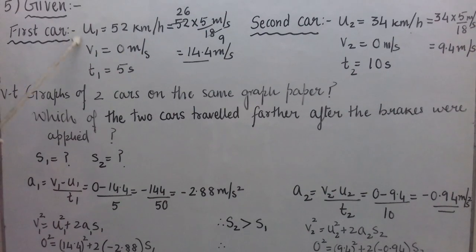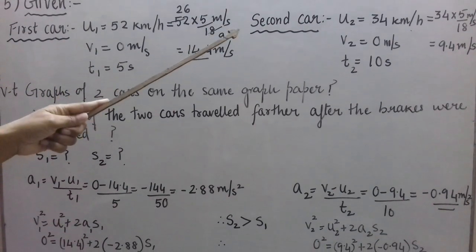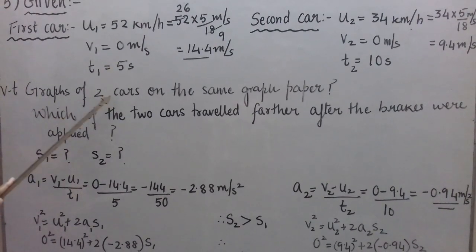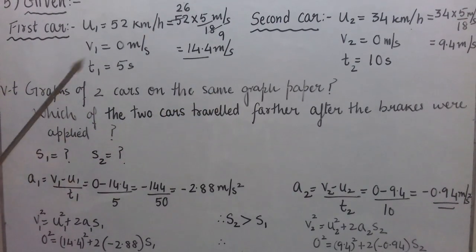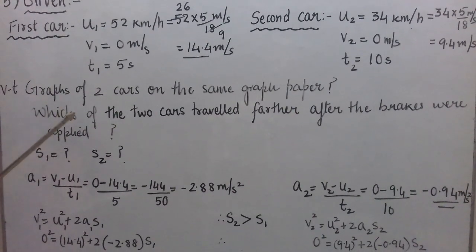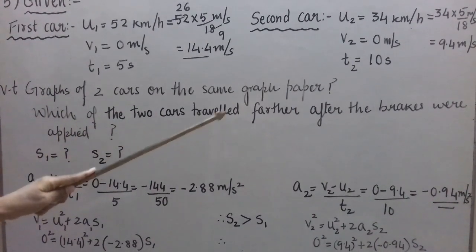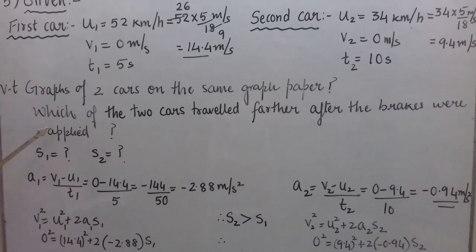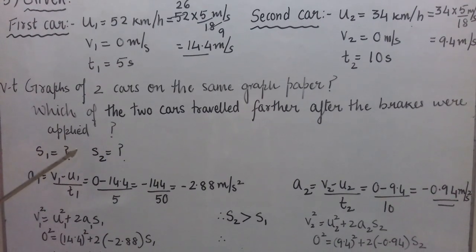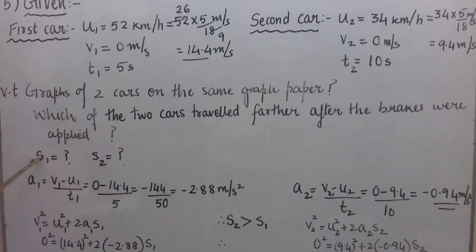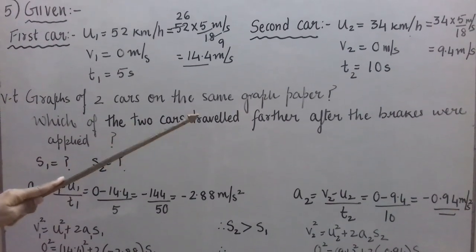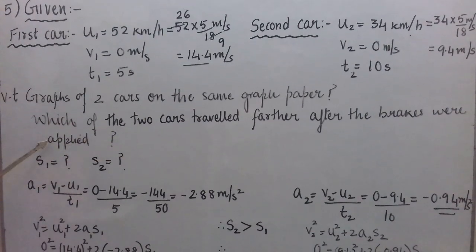So here, this is given for the first driver, that is given for the second driver, second car. We have to draw VT graphs of two cars on the same graph paper and we have to answer this question, which of the two cars traveled further after the brakes were applied. Obviously for this answer, we should know the distance traveled by the first car and the distance traveled by the second car. Whichever distance is greater, we will say that car has traveled further after the brakes were applied.